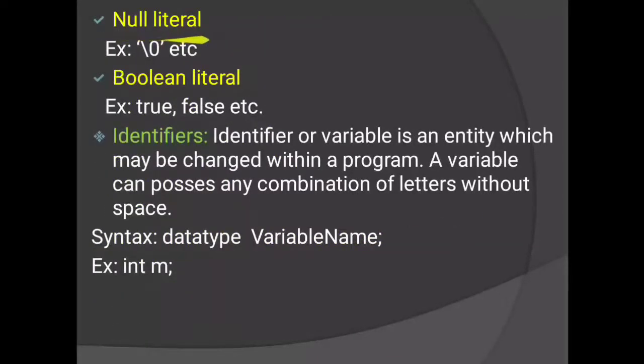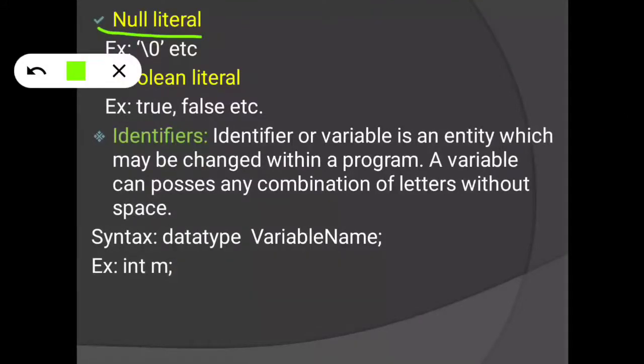Next is null literal or null constant. Null constant means we represent null constant using \0 within double quotes. Then boolean literal. Boolean literal or boolean constant has only two possibilities, that is either true or false. Here we can use only true or false as a boolean literal.